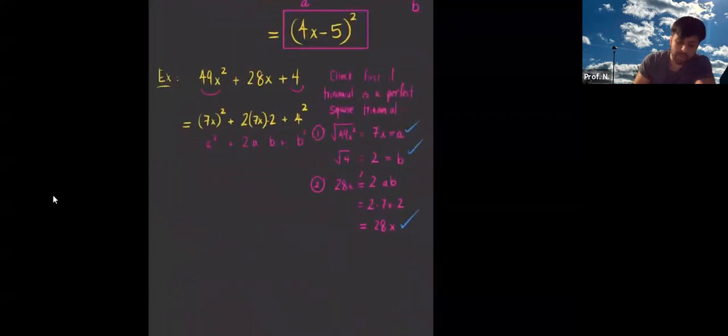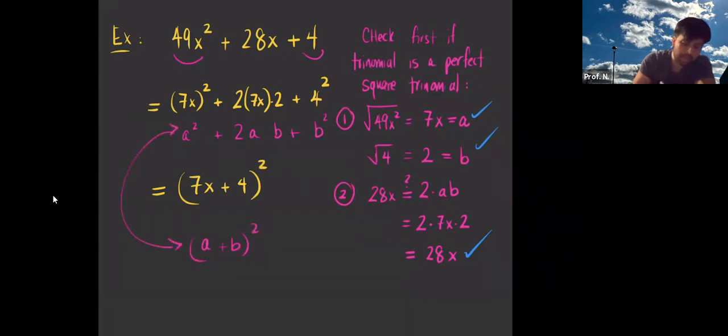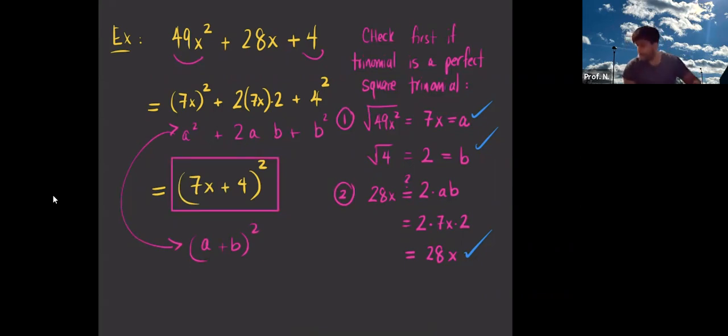So in this case, they're all pluses, so I'm going to have the form (a plus b) squared. So in this case, it would be (7x plus 4) squared. Again, this is (a plus b) squared, which is tied with this. And so this will be my final factorization. And that's how we go about factoring perfect square trinomials.